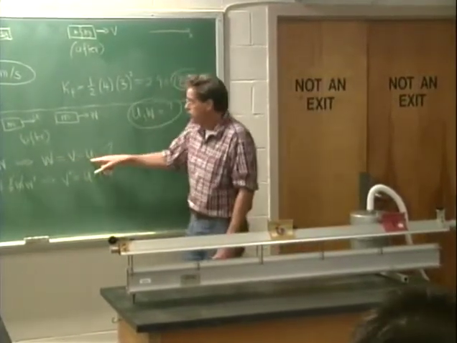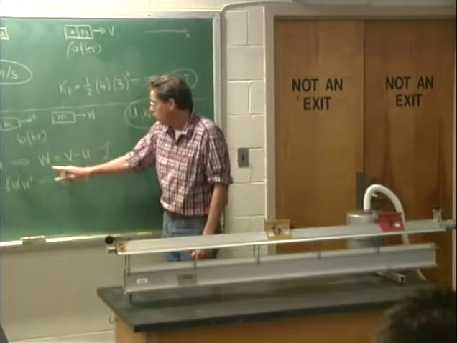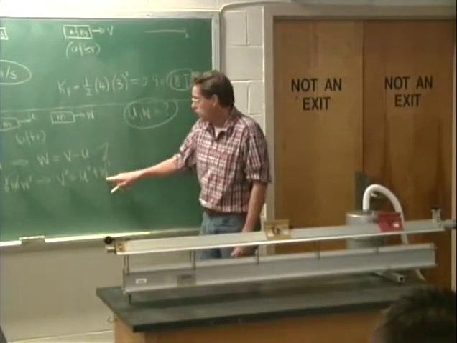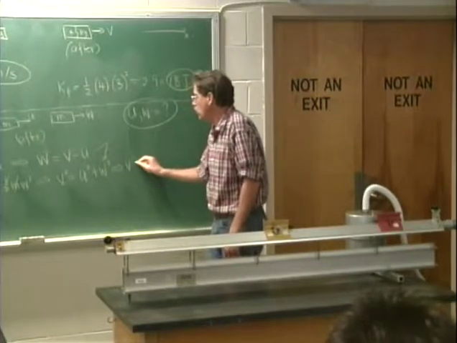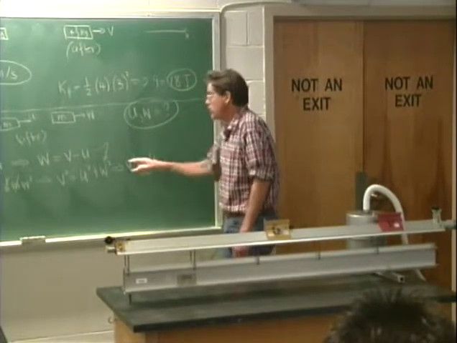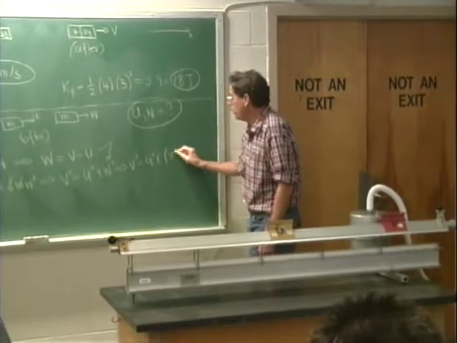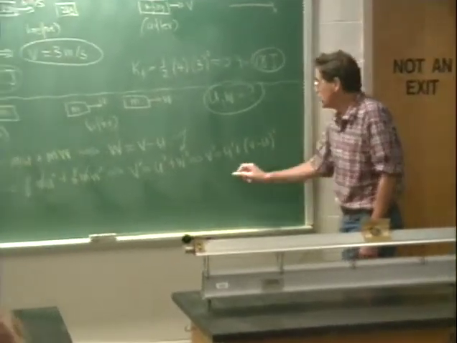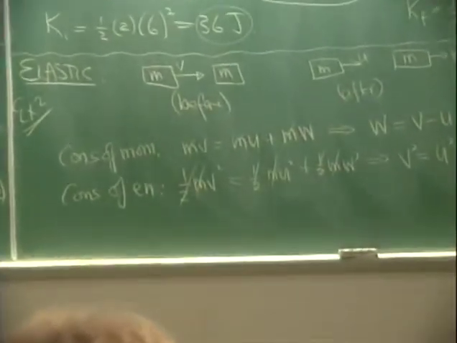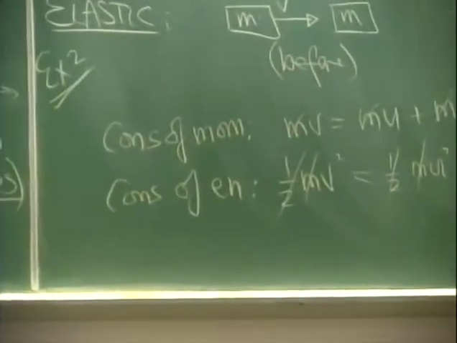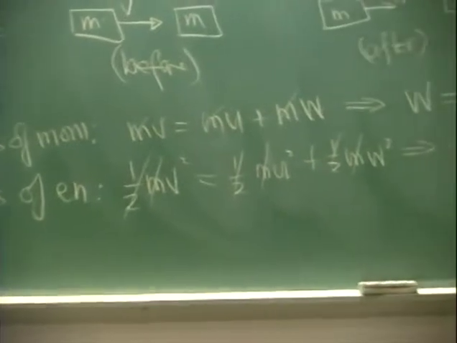So I use conservation of momentum to solve for one of the two velocities in terms of the other. I'm going to stuff that in here and get a single equation. So this says v squared equals u squared plus w squared, but that's v minus u quantity squared. Let me square that out. u squared plus v squared minus 2vu plus u squared.